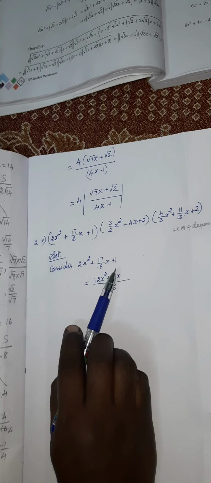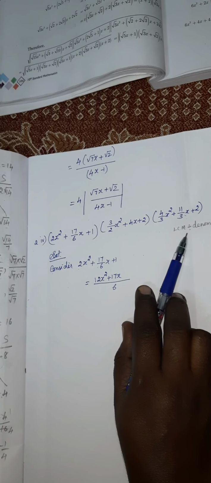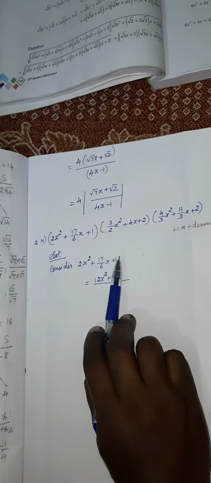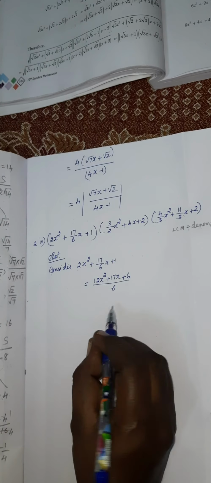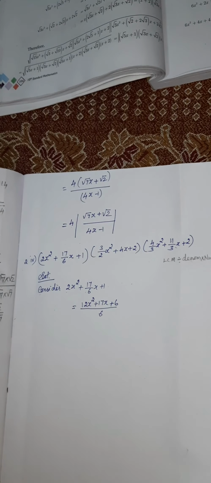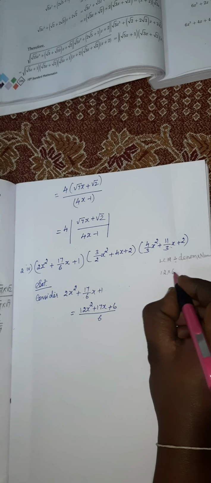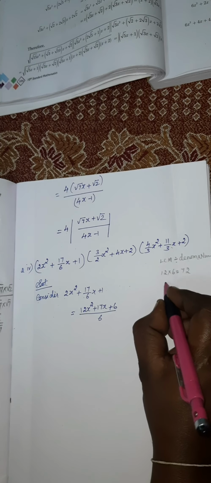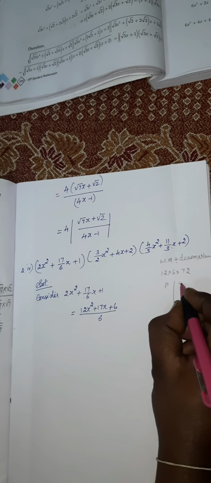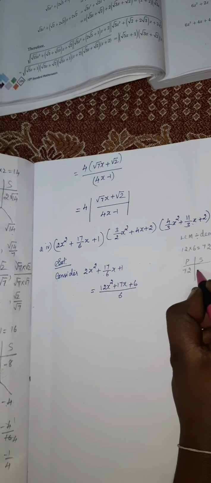Then what about the third term? The denominator is 1, so again the same rule: LCM divided by denominator, 6 divided by 1 is 6, into the numerator 1, it is 6. Now we can factorize the numerator. So what is the product? 12 into 6 is equal to 72. So the product is 72 and the sum, the coefficient of x, is 17.